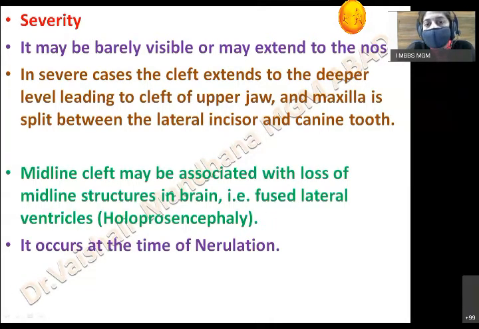Both the lateral ventricles which are present in the cerebrum fuse with each other, and that condition is called holoprosencephaly. Holo, that is whole one. Holoprosencephaly.